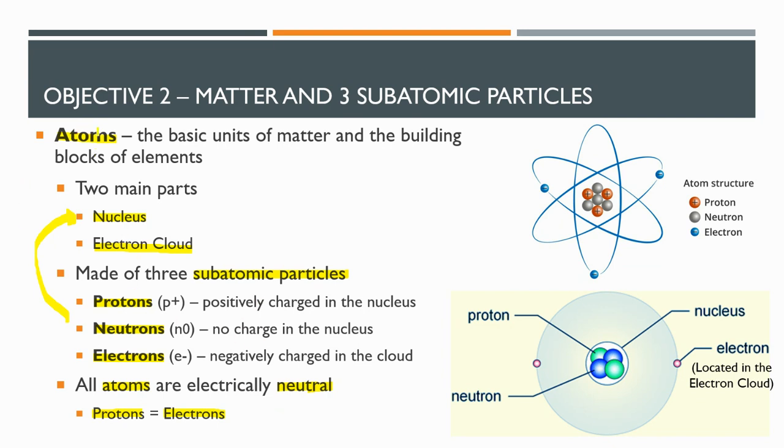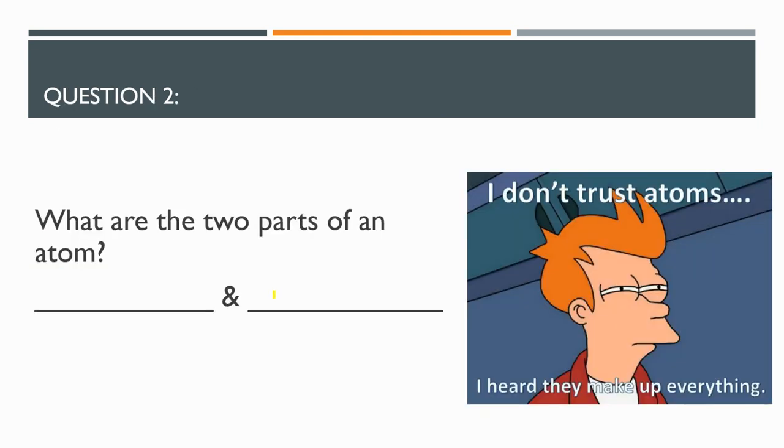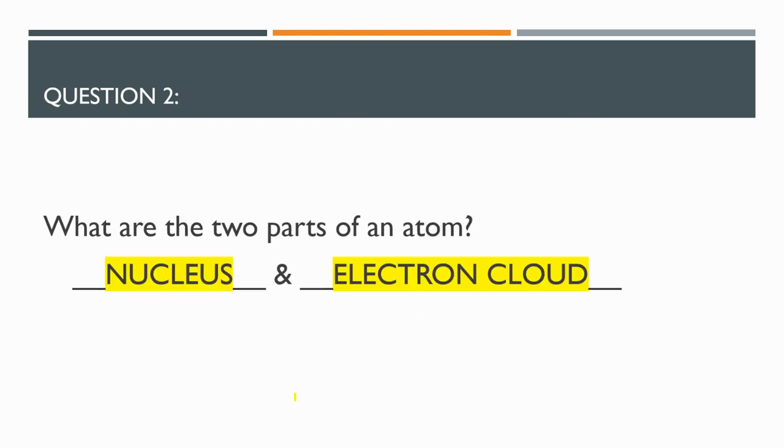So once again, atoms make up everything. They consist of a nucleus and an electron cloud. Inside of the nucleus, you'll find protons, which are positive, and neutrons, which are neutral. Outside of that, you'll find the electrons in the electron cloud. So first question, what are the two parts of an atom? That is going to be your nucleus and your electron cloud.